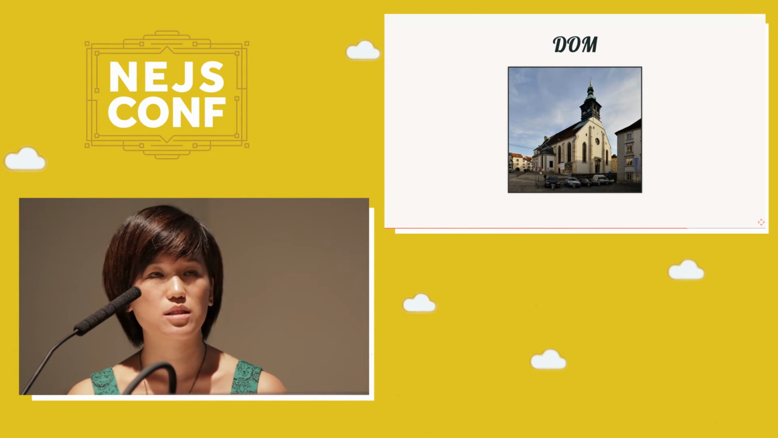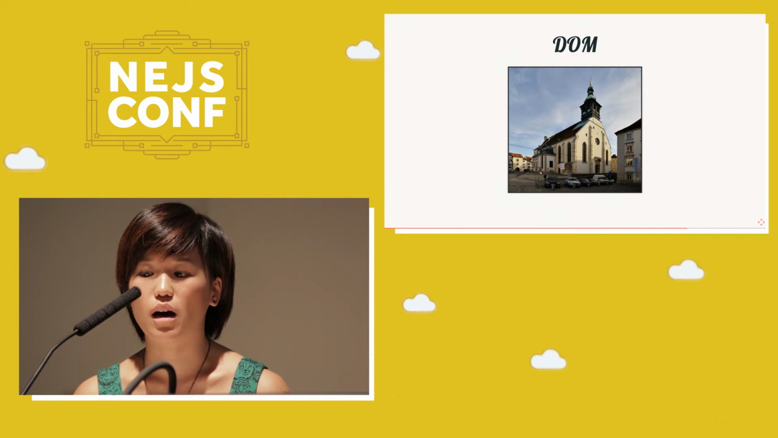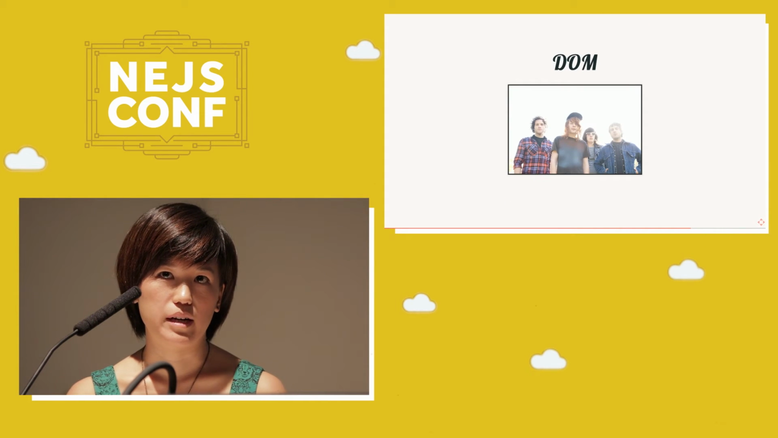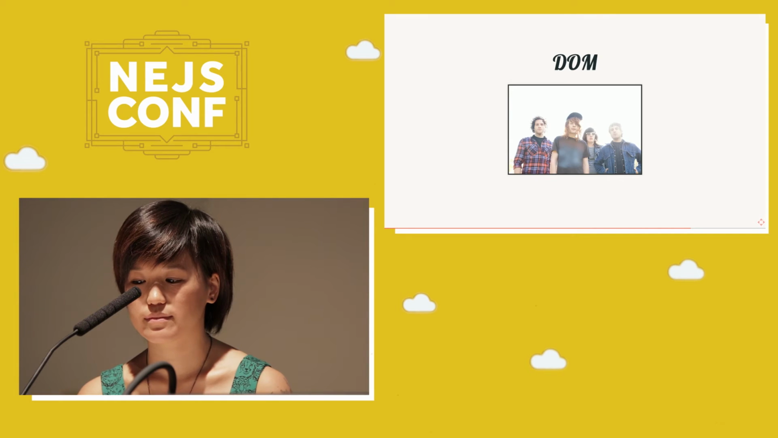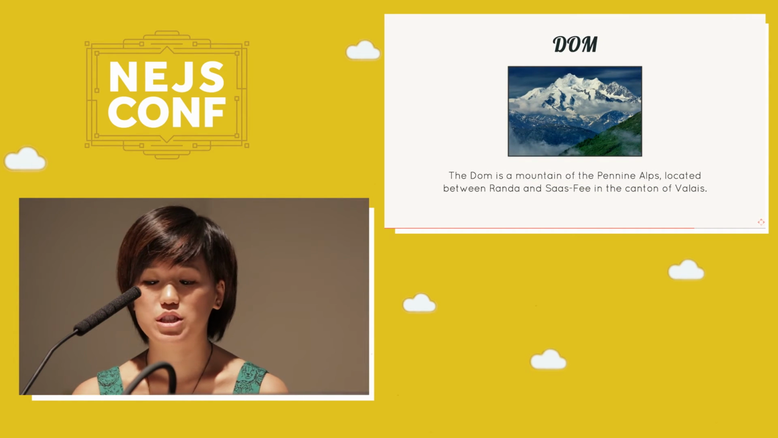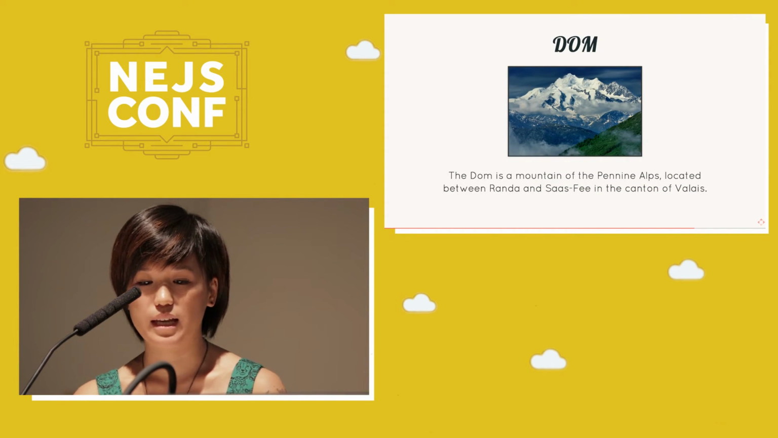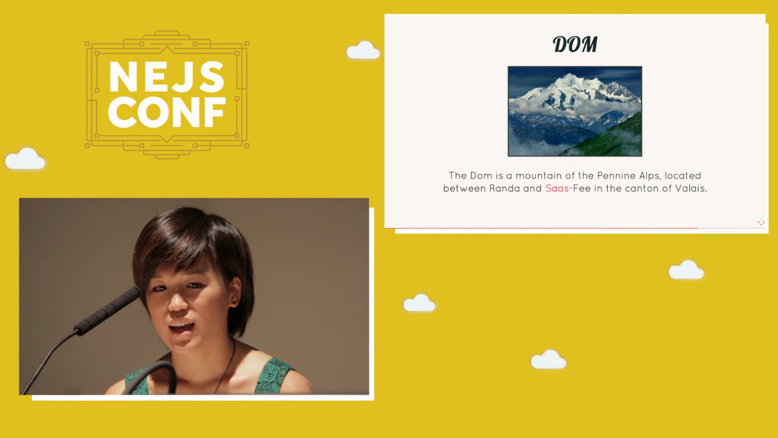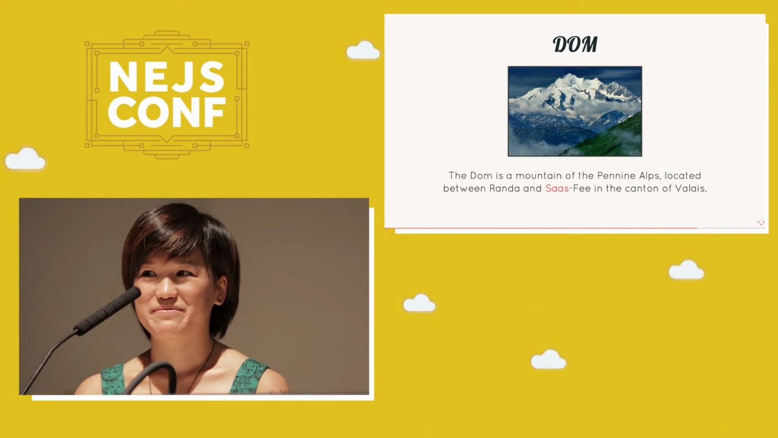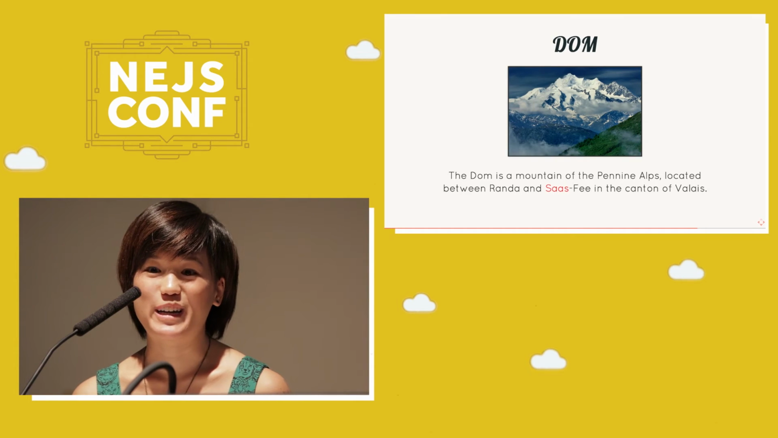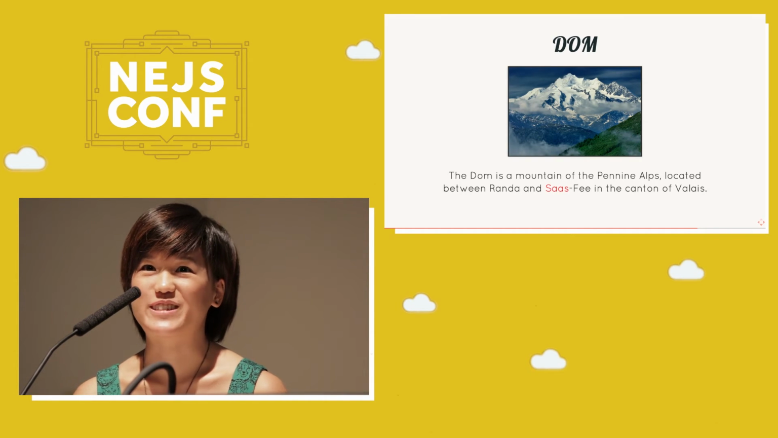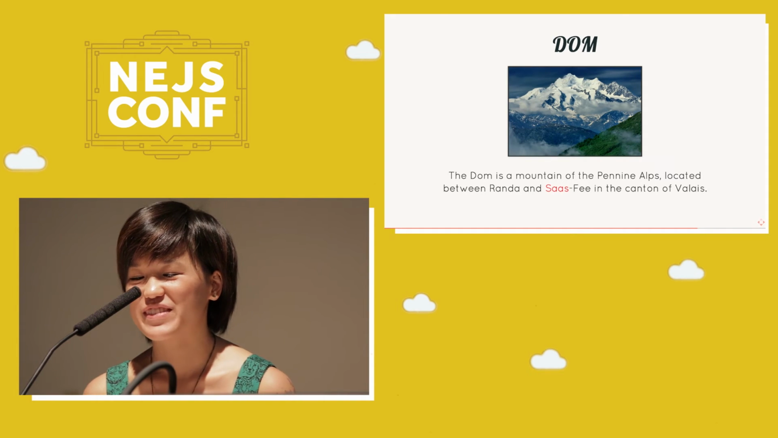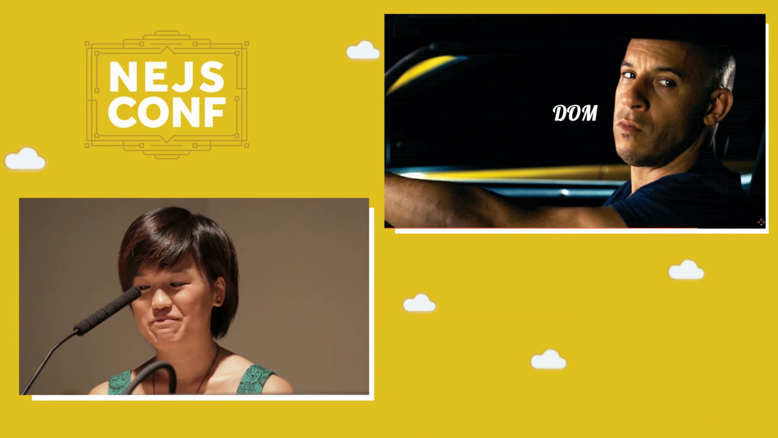Next is DOM. This is Grotterdam, which is a cathedral in Austria. This is DOM, the American indie band. This is the Dom, which is a mountain in the Alps. And again, we see that word SaaS. I actually saw a guy wearing a shirt that said SaaS fee the other day, and I was like, oh my God, it exists. So there are lots of types of DOM.